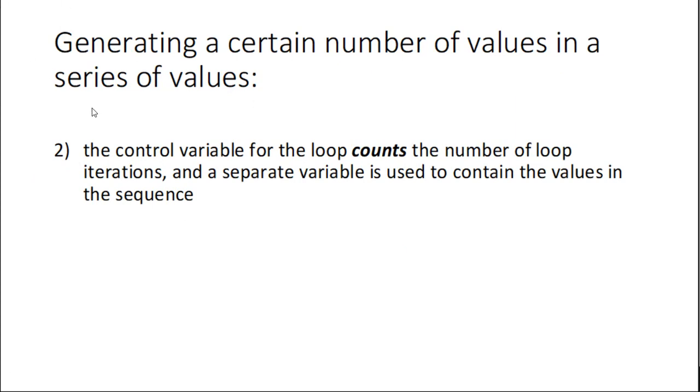Okay, and so that second approach would be: the control variable for the loop does not contain the values in the series to be processed, or the sequence to be processed. The control variable is going to count how many times we have gone through the loop. That's called a loop iteration. So each trip through the loop is called a loop iteration, and our control variable is going to be counting how many times we have gone through the loop. And then we'll use a second separate variable that will contain the values for the sequence.